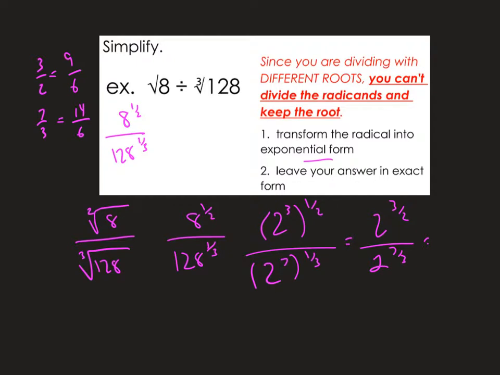To turn 2 into a 6 is times 3, so times 3 on the top. To turn 3 into a 6 is times 2, so times 2 on the top. That's going to be 9/6 and 14/6, and we use the subtraction rule. So that's going to be 2 to the 9/6 minus 14/6, which yields 2 to the negative 5/6, which is 1 over 2 to the 5/6. And that is our exact answer.